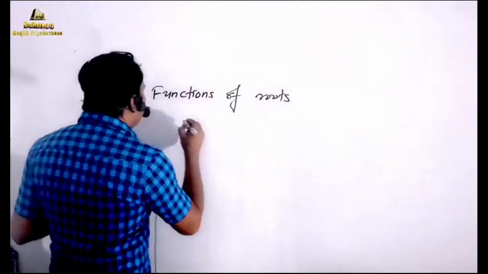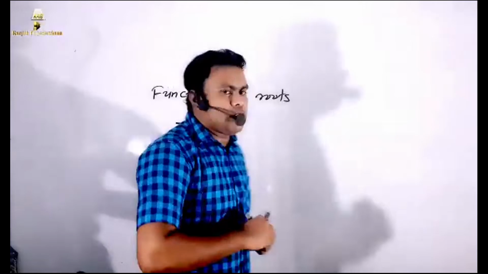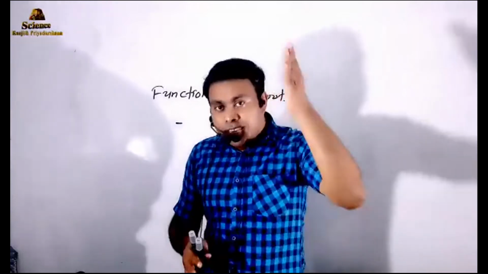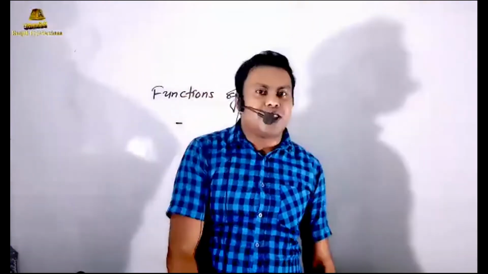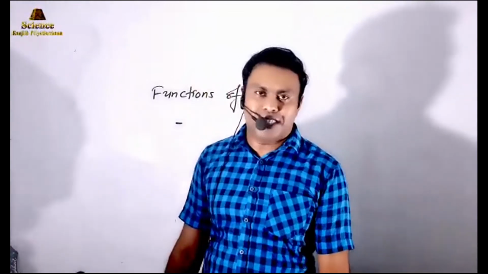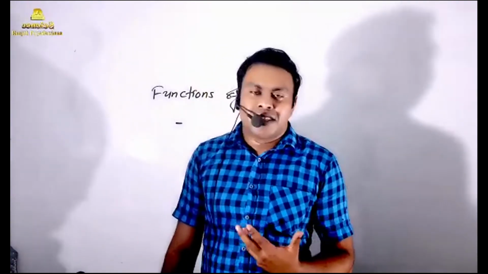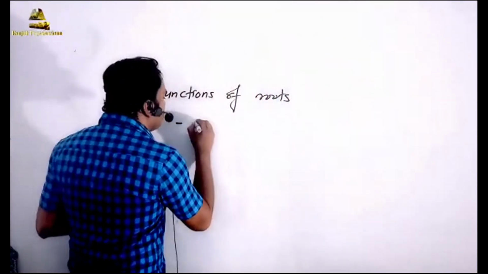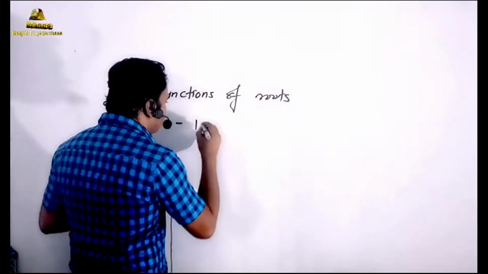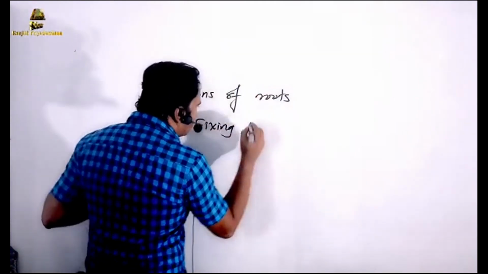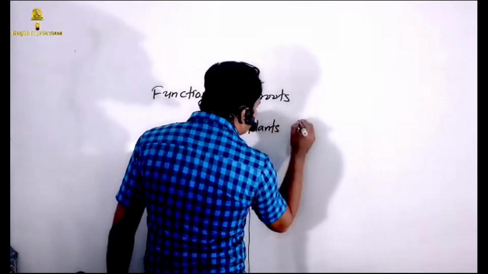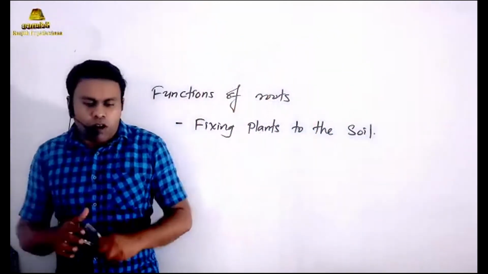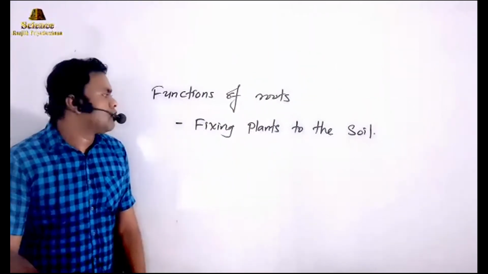Now look at this. Functions of roots. What's the main function of root? How do these roots work for keeping the plant erect and permanently fixed to the soil? That's because of the help of these roots. How do plants fix to the soil? That's by roots. Therefore, the first main function is fixing plants to the soil. Take down the first function of plant roots: fixing plants to the soil.